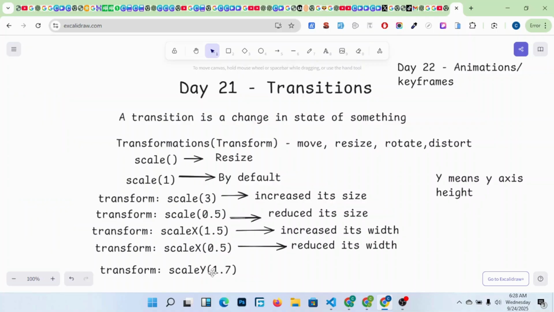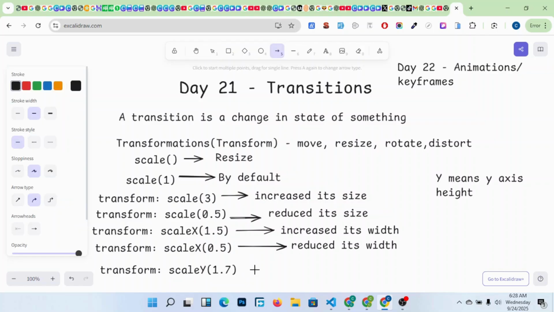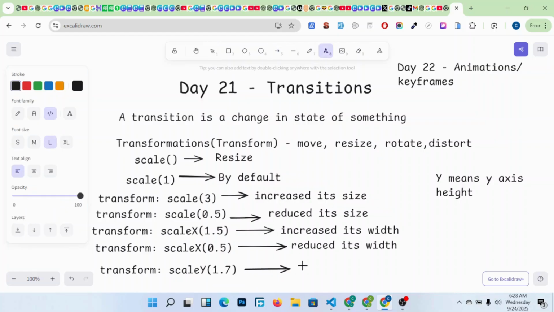By default it is 1. So if I say, for example, scale Y, by default it's like that, or scale Y of 1, okay? So if I say something like this 1.7, I mean that this one here has increased its height. It has increased its height, okay?